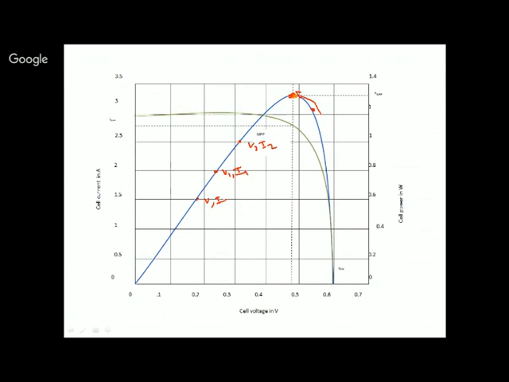Another method I was telling you about is incremental conductance. In incremental conductance, what you do is draw the slope. You take the slope of the system. Just draw the slope like this, sorry.